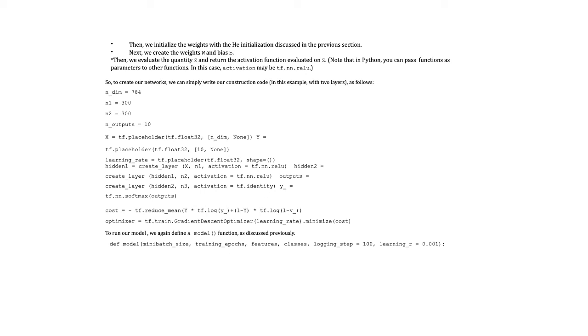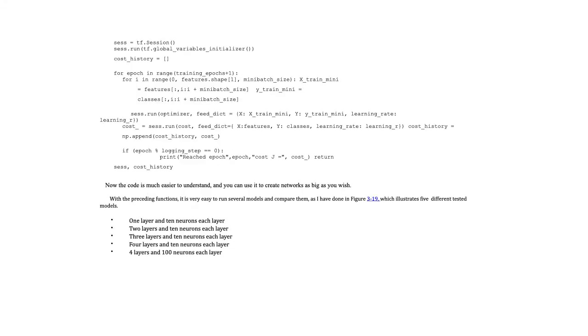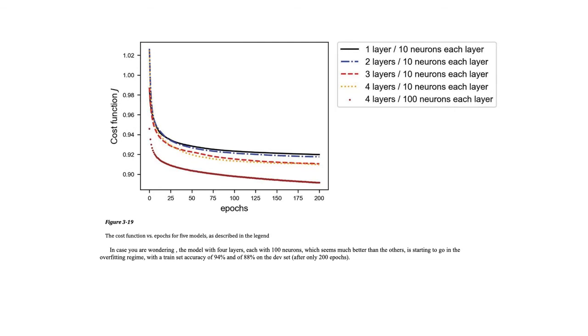So, to create our networks, we can simply write our construction code, in this example with two layers, as follows. Now the code is much easier to understand, and you can use it to create networks as big as you wish. With the preceding functions, it is very easy to run several models and compare them, as I have done in Figure 3-19, which illustrates five different tested models: one layer and 10 neurons each layer, two layers and 10 neurons each layer, three layers and 10 neurons each layer, four layers and 10 neurons each layer, four layers and 100 neurons each layer. Figure 3-19 shows the cost function versus epochs for five models, as described in the legend.